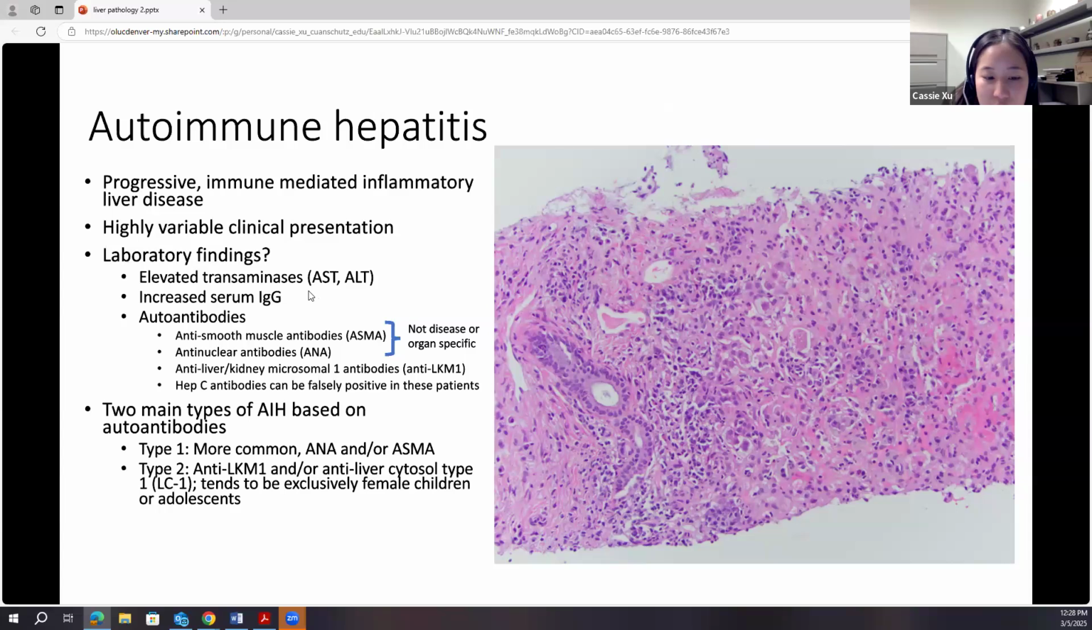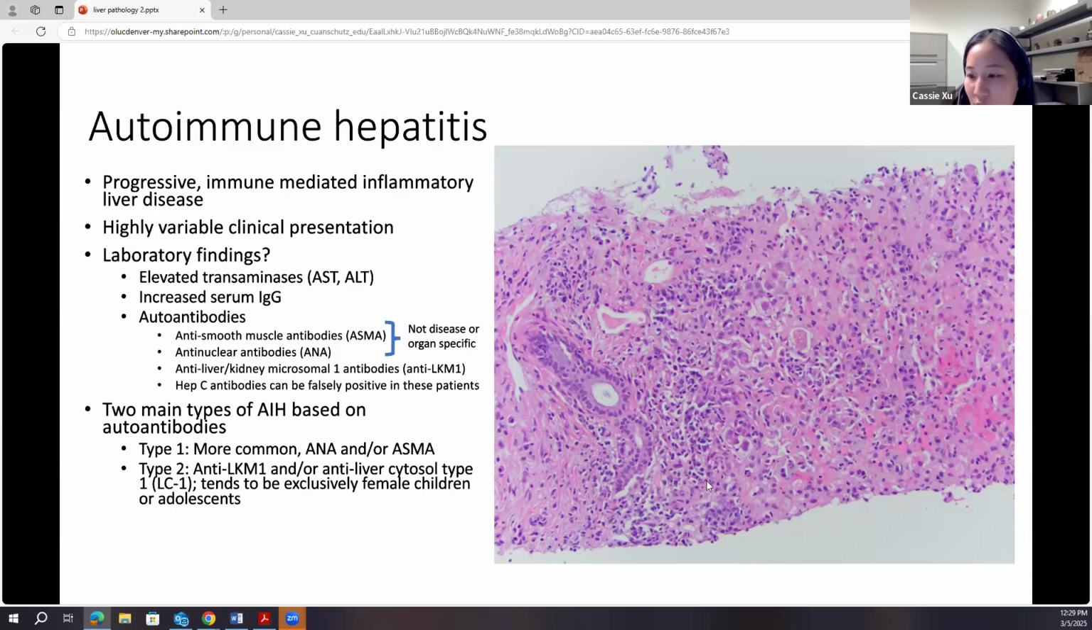And then one of the common entities that we think about for this chronic hepatitis pattern of injury is autoimmune hepatitis. So again, this is a progressive immune-mediated inflammatory liver disease. Has a highly variable clinical presentation. I'm sure you're aware. Lab findings are elevated transaminases, increased serum IgG. They can have autoantibodies, so anti-smooth muscle antibodies, anti-nuclear antibodies. They may have an anti-liver kidney microsomal antibody. And then of note, Hep C antibodies can be falsely elevated in these patients.